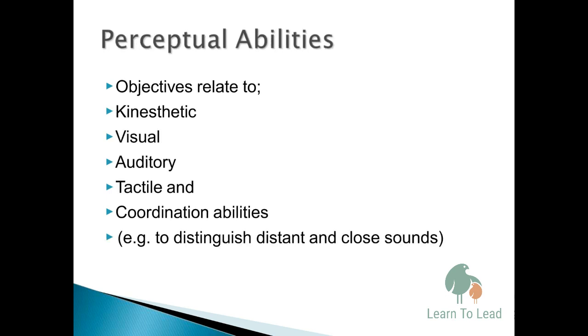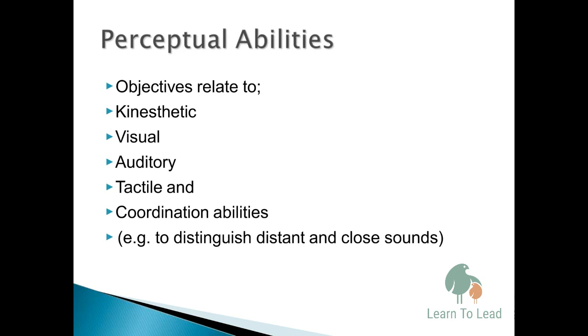Perceptual abilities. Perceptual abilities are the ways in which we take in information from our surroundings and make sense of it. They include kinesthetic, visual, auditory, tactile, and coordination abilities. Kinesthetic abilities allow us to know where our body is in space and how it is moving. They are important for activities such as dancing, playing sports, and using tools.